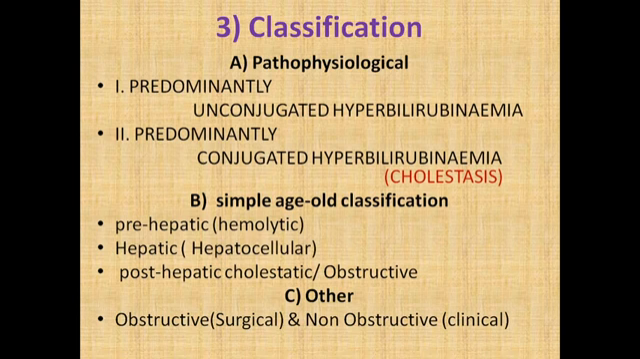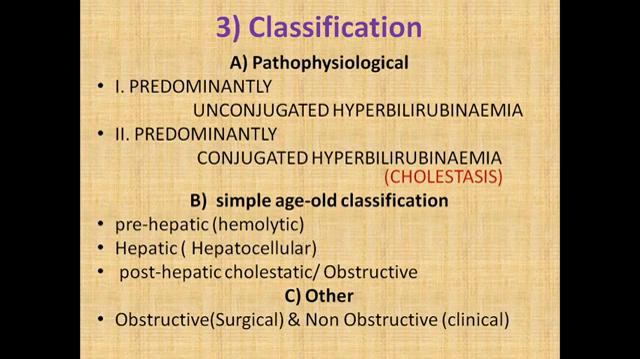We will classify jaundice. There are three types of classifications: pathophysiological classification, simple age-old classification, and other classification. According to pathophysiological classification, you can classify it as predominantly unconjugated hyperbilirubinemia, or as predominantly conjugated hyperbilirubinemia, meaning cholestasis. As the simple old age classification, it is prehepatic, hepatic, and post-hepatic causes.